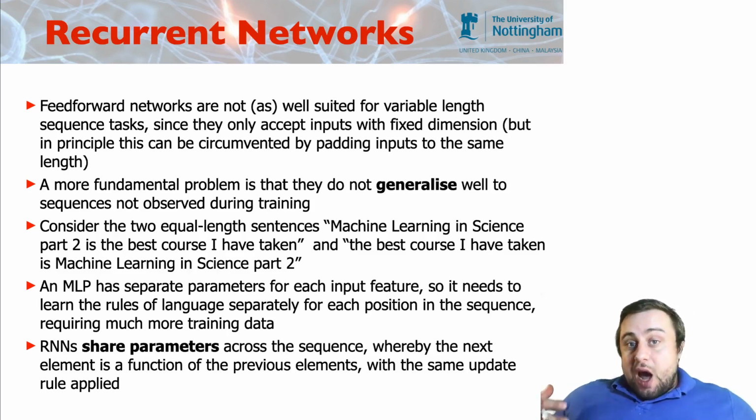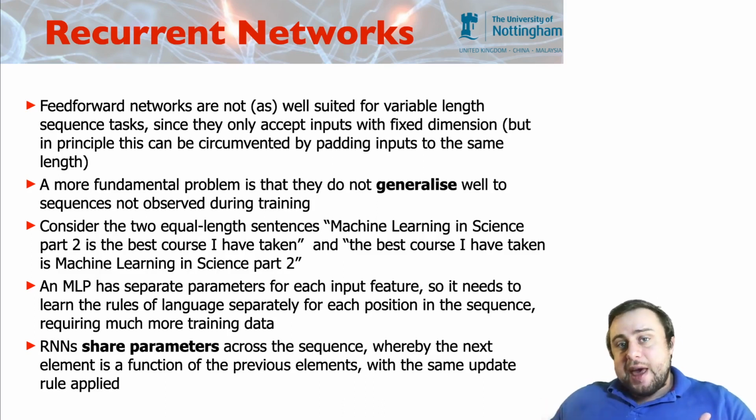The big advantage of RNNs is that they share parameters across the sequence, so the connections between each of the hidden states, the recurrent connections, are the same. This means that it doesn't matter, for example, if Machine Learning in Science Part 2 are the first 6 words in that sentence, or they're the last 6 words in a sentence. It's the fact that they're together sequentially which is important, and the RNN will be able to learn.